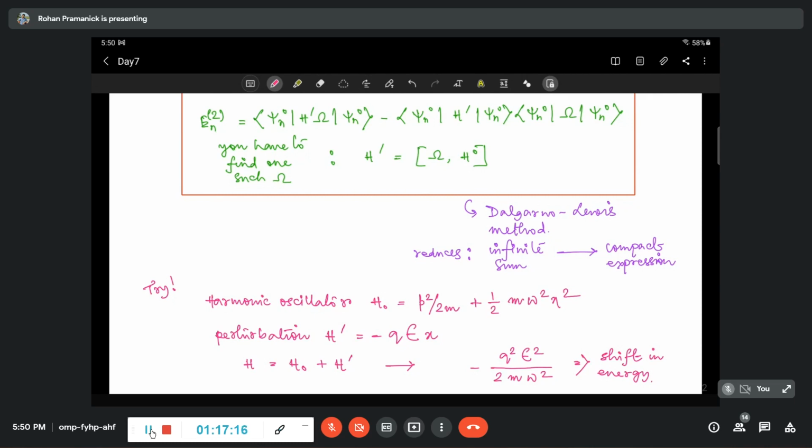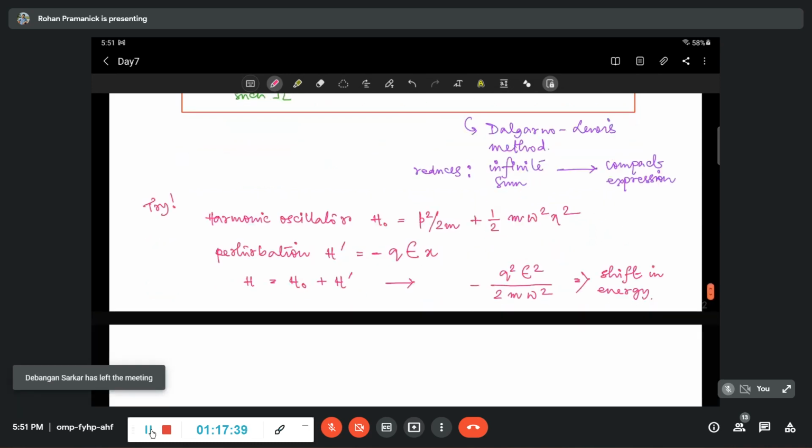So this omega h0 commutator will have what? Omega h0 minus h0 omega. So h0 will involve a derivative. So whenever there is h0 omega and you apply it on some wave function, you have to differentiate omega also, and x also, right? The eigenstate also. So you do this, and you will find that this thing exactly comes out to be q square epsilon square by 2m omega square.